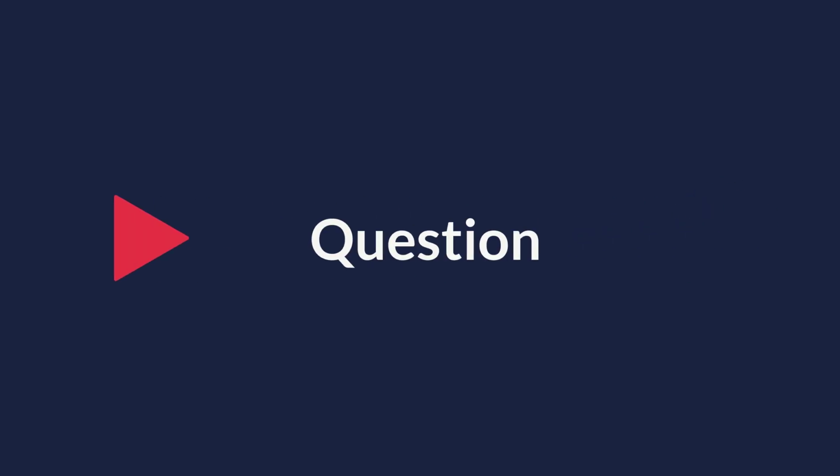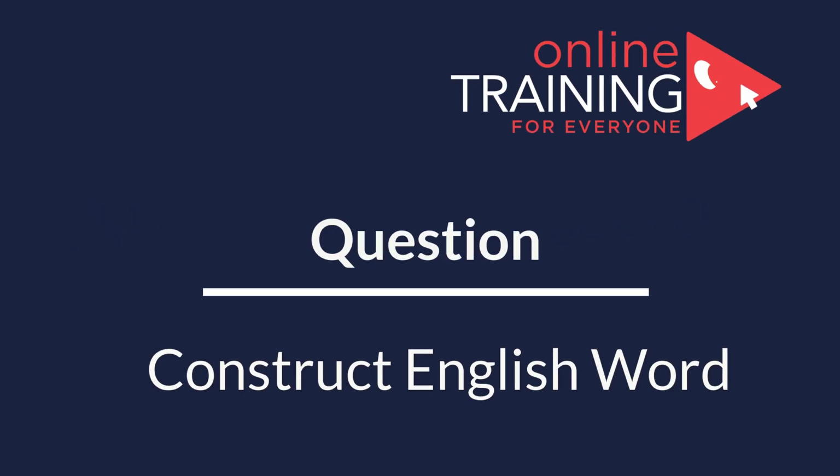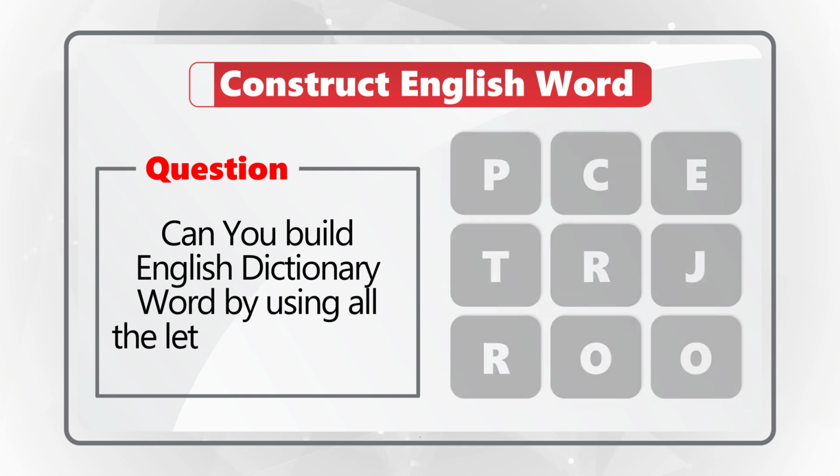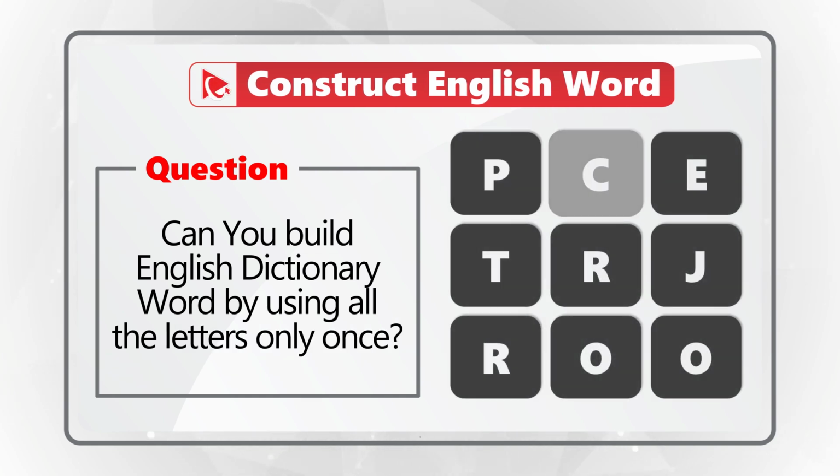Here's an exceptional question to test your knowledge of English. You need to build an English alphabet word, and you're presented with 9 different letters. The letters are P, C, E, T, R, J, R, O, O. Take a close look to see if you can come up with the word.